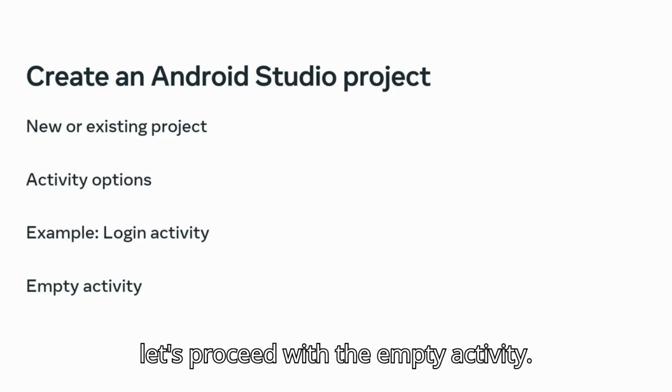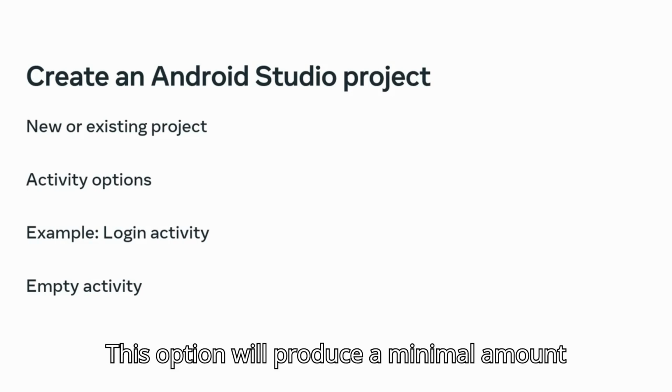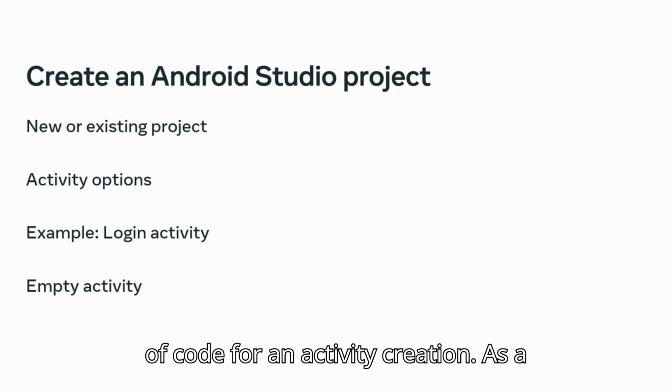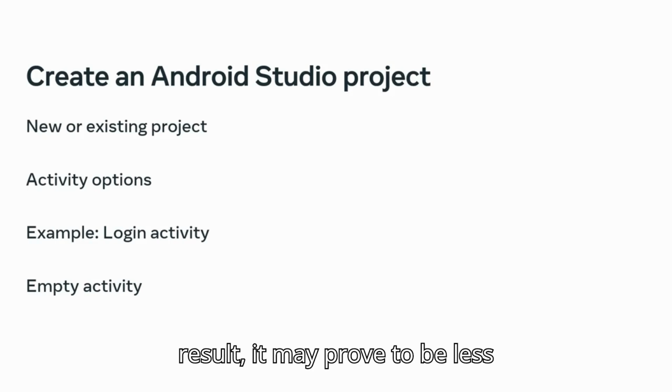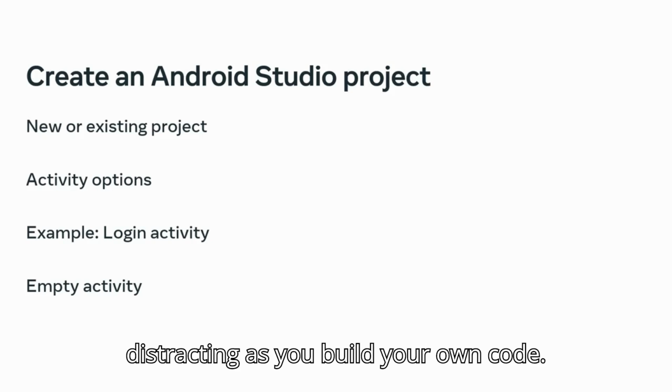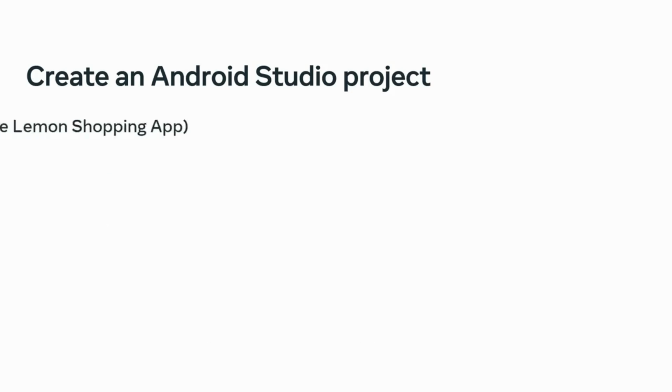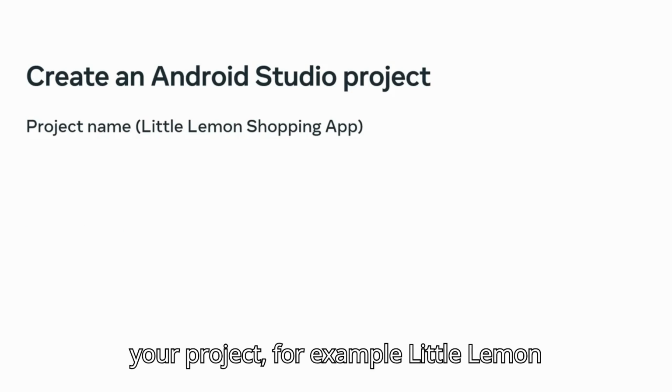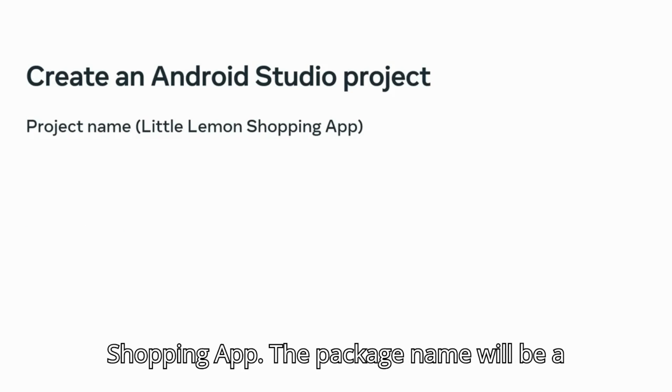Therefore, let's proceed with the empty activity. This option will produce a minimal amount of code for an activity creation. As a result, it may prove to be less distracting as you build your own code. On the next screen, you enter the name of your project, for example, Little Lemon Shopping App.